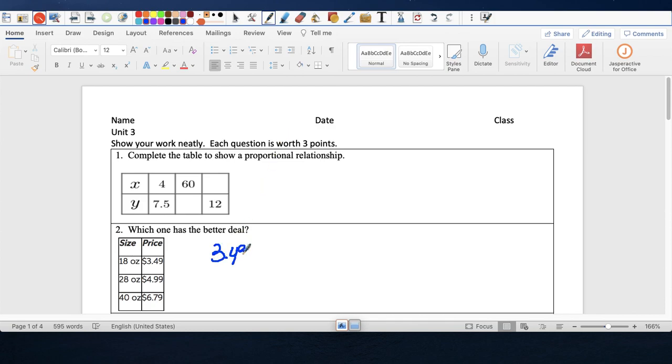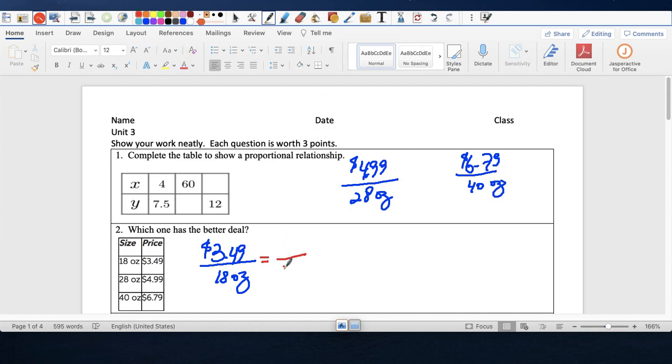3.49. So let me write each of them as a fraction. I get 18 ounces. The second one is 4.99 for 28 ounces, and we're comparing it per ounce, right? If you want to compare it per dollar, you could have done that too, but I guess I'm just so used to finding where the y is your dependent value. And then 6.79 for 40 ounces. So for each of these, I'm going to change this to a unit rate. So that's 1 ounce worth.